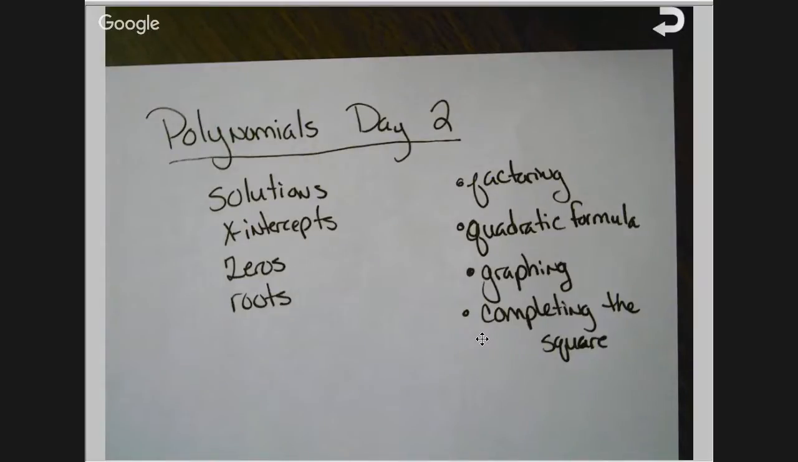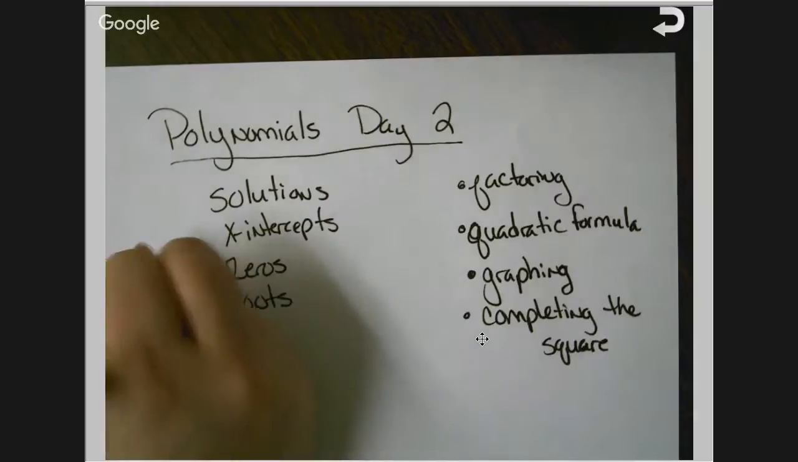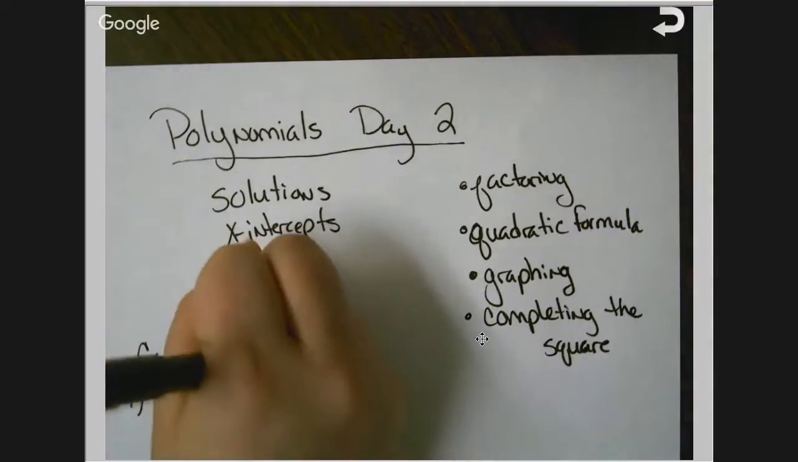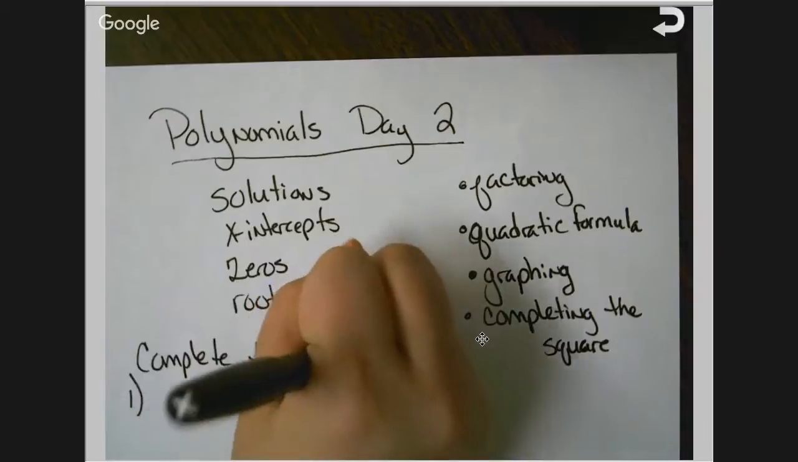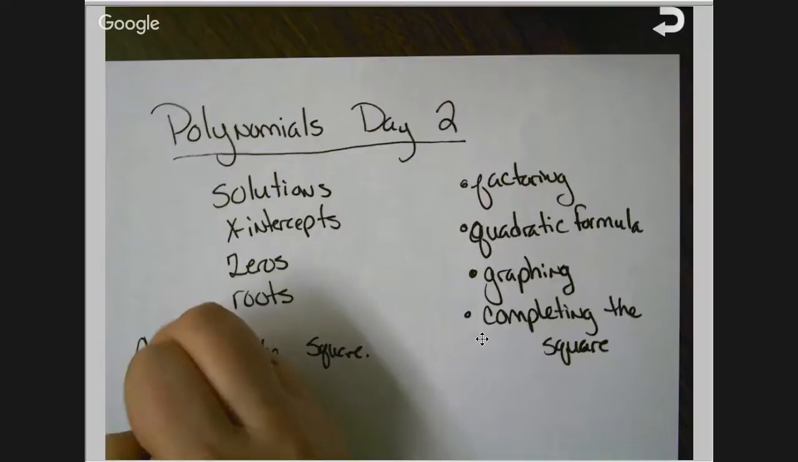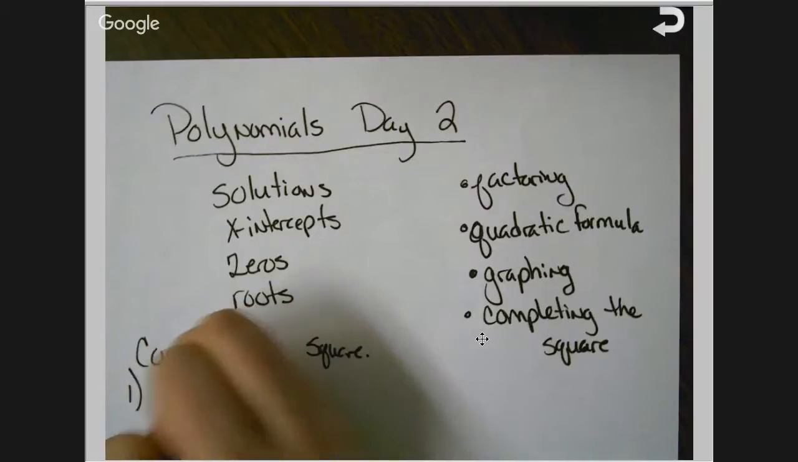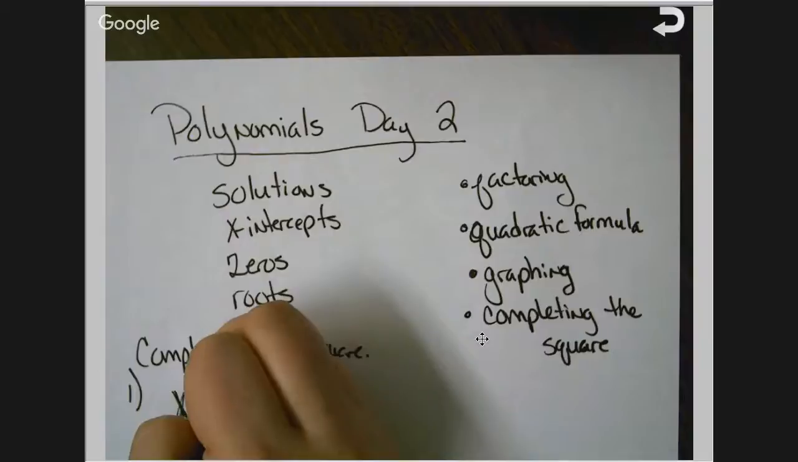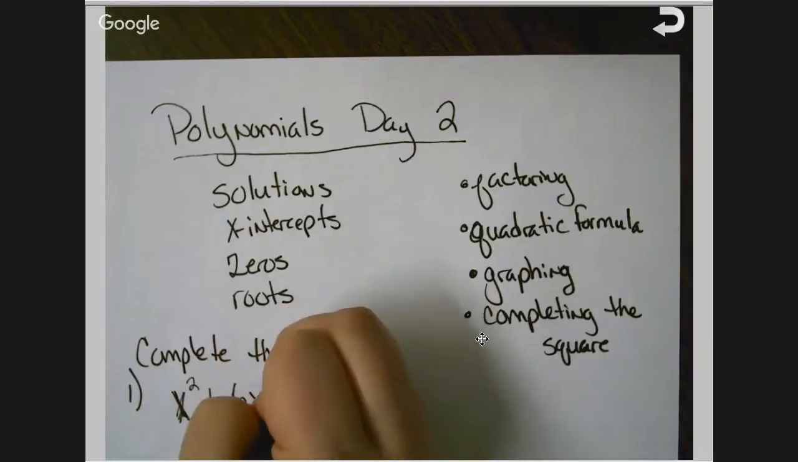Okay, so let's just do, and this we're going to solve by completing the square. x squared plus 6x minus 8.